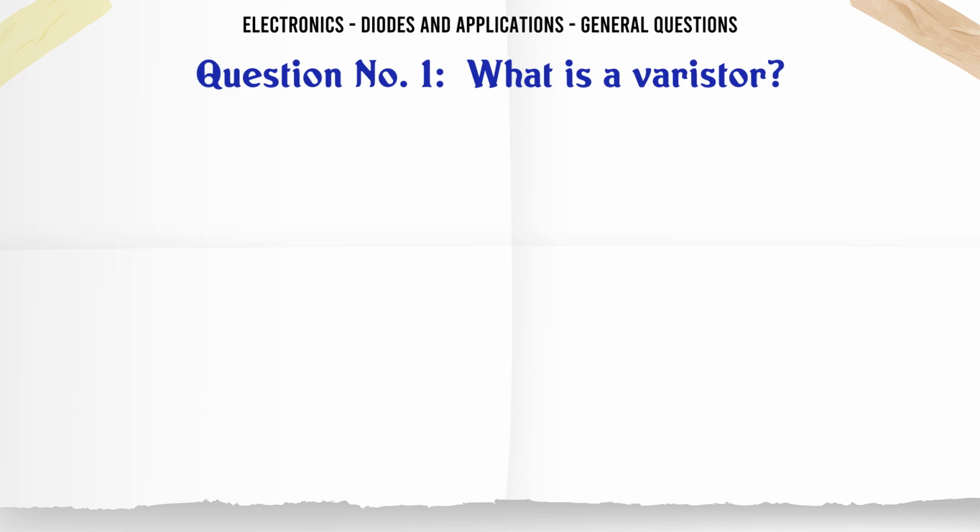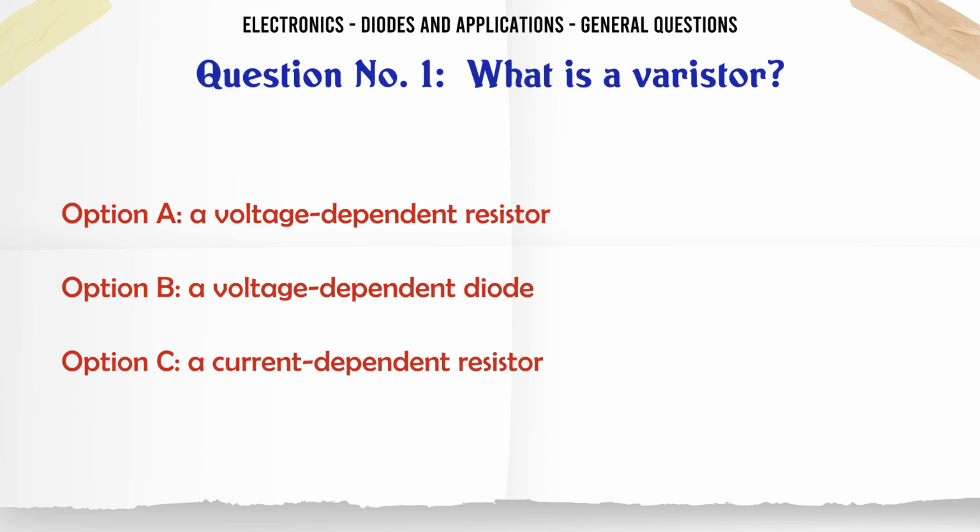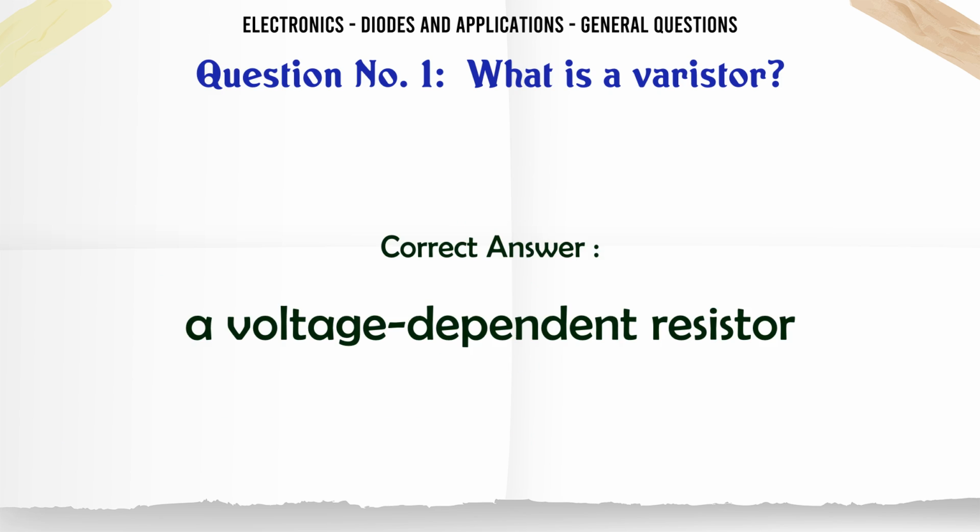What is a varistor? A. A voltage-dependent resistor. B. A voltage-dependent diode. C. A current-dependent resistor. D. A current-dependent diode. The correct answer is a voltage-dependent resistor.